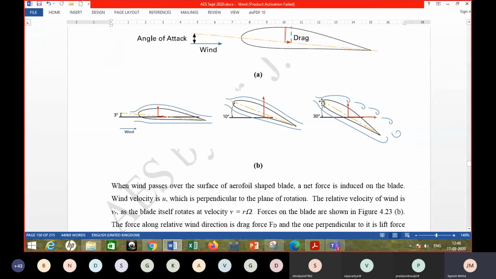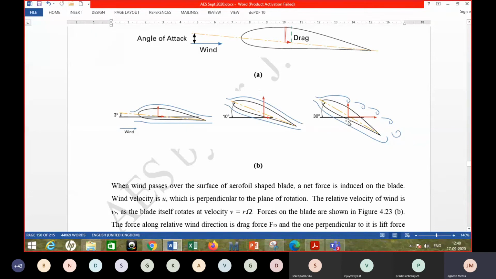But if you increase the angle too much, what you find is that there is formation of eddies, and because of that the drag force becomes too high. So that is also not desirable for optimum power generation. This case may be used for stalling purpose.